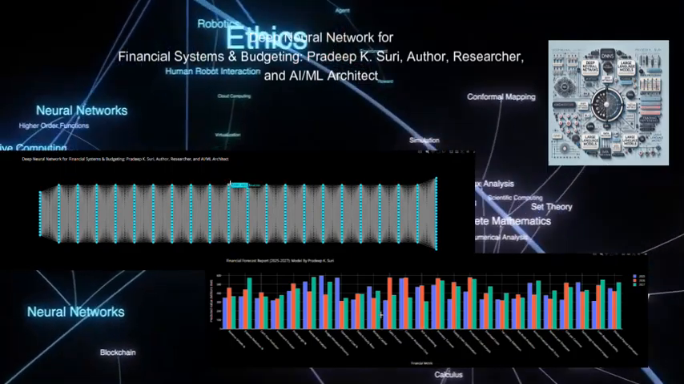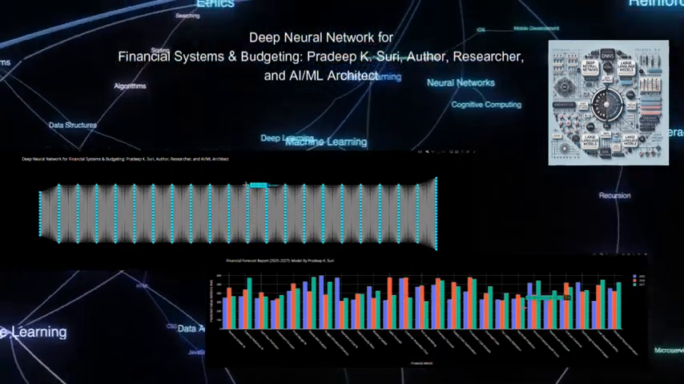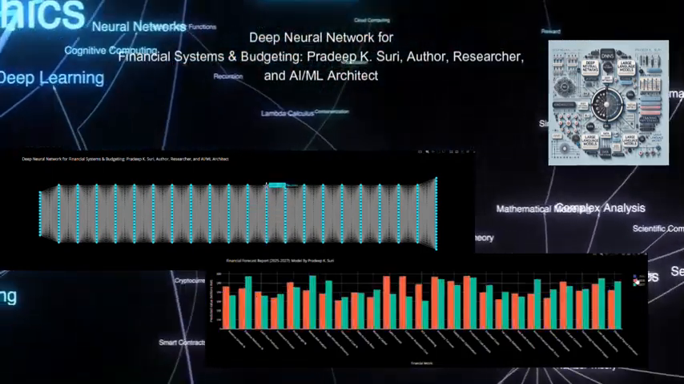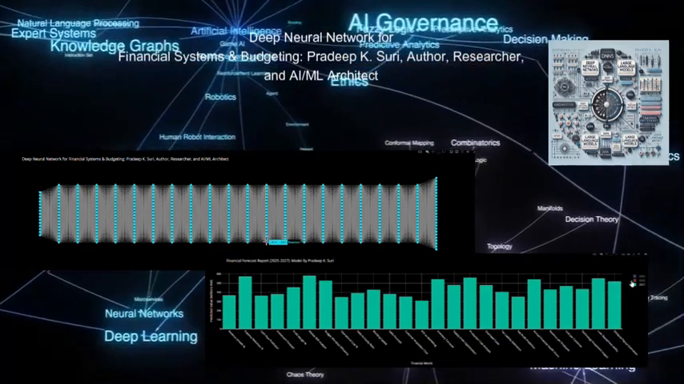Risk assessment. DNNs can assess the risk associated with different budget scenarios. Anomaly detection. DNNs can identify unusual transactions or budget deviations that may indicate fraud or financial distress.